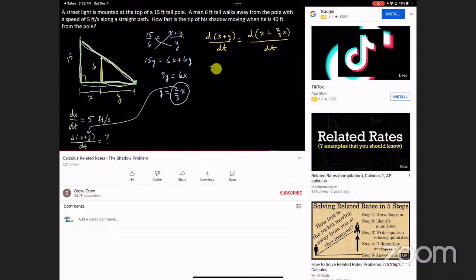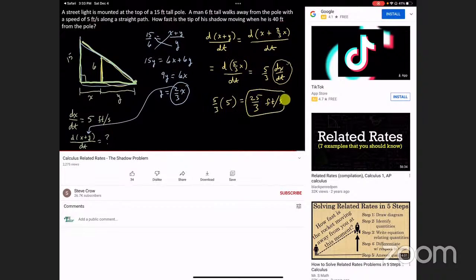Now let's combine these. That's going to be the derivative of x plus 2/3 x, which is 5/3 x with respect to t. Now if I take the derivative, the derivative of 5/3 x is just 5/3 times dx/dt. The only thing I have to plug in is dx/dt, and I know that's 5 feet per second. It had nothing to do with 40. That gives me 5/3 times 5, which is 25 over 3 feet per second. And that's how fast the tip of the shadow is moving.